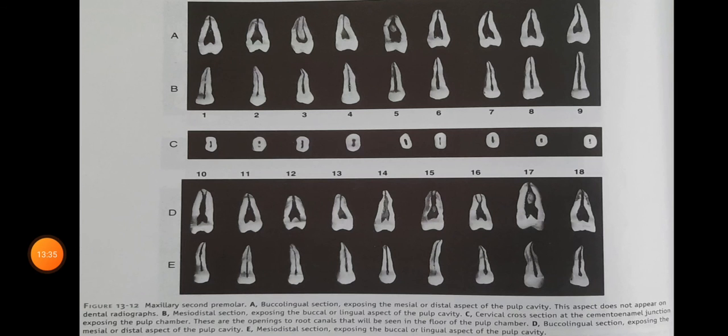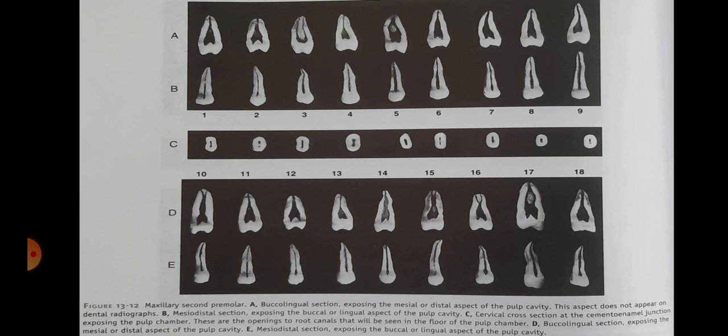Some teeth show a constriction at this same level. You can see this in figure 13.12 D10. The apical foramen often appears to exit at the tip of the root. You can see this in figure 13.12 A1, 2, 5, 6 and 8, D11, 12 and 14 through 18.